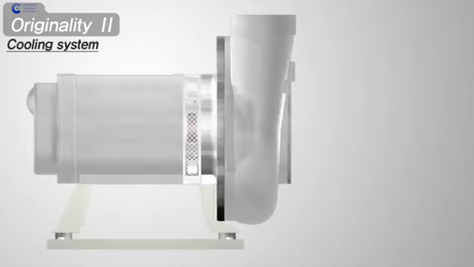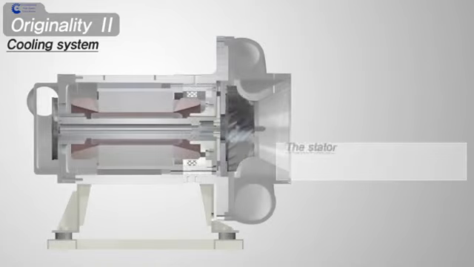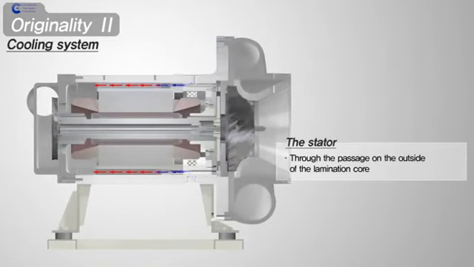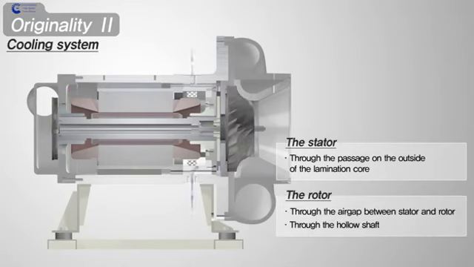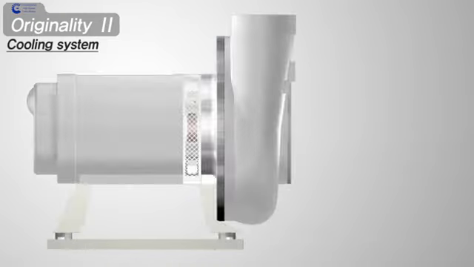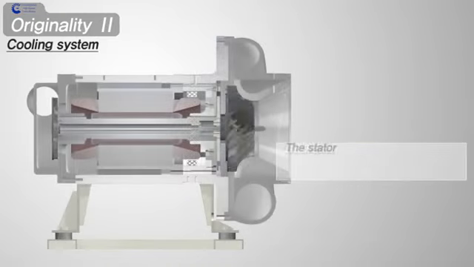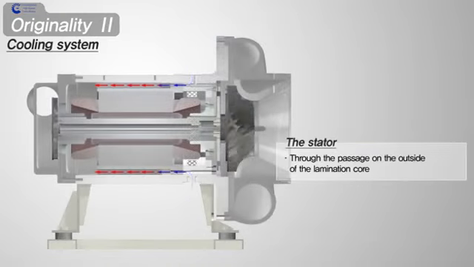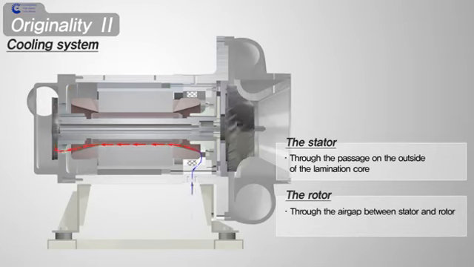The motor cooling system is the most important in the turbo blower because the high-speed motor has a small radiating surface for its heat source. The blower cools the stator and the rotor separately. The stator has a passage of cooling air on the outside of the lamination core, and the cooling fan discharges the cooling air to the outside of the product. The rotor induces the cooling air through the air gap between stator and rotor using a cooling fan.